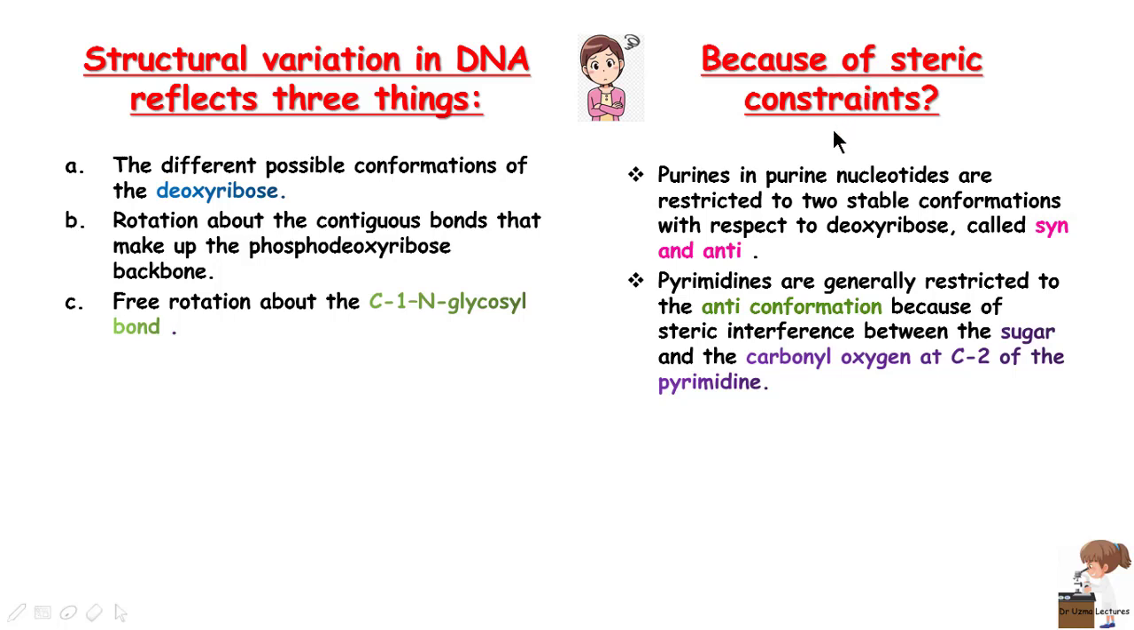Steric constraint means there is some sort of steric hindrance. Like the purine nucleotides are restricted to two stable conformations with respect to the deoxyribose, that is the syn and the anti. And the pyrimidine is restricted to the anti-conformation because of steric hindrance or steric interference between the sugar and the carbonyl oxygen at the C2 position of the pyrimidine.